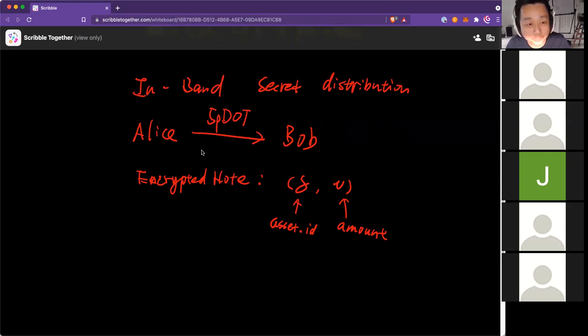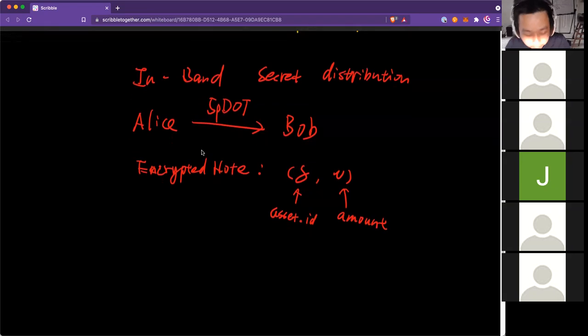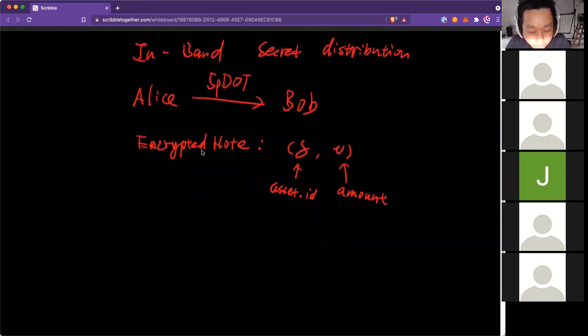So far, any questions? Okay, I think we're good. Then let's talk about how we should implement ECIES. We have some known building blocks, for example, a block cipher.